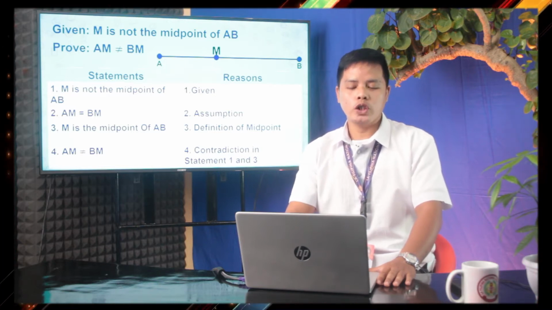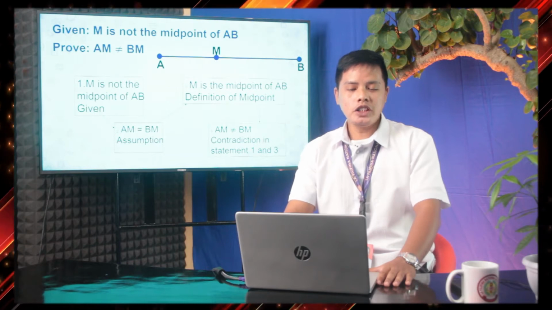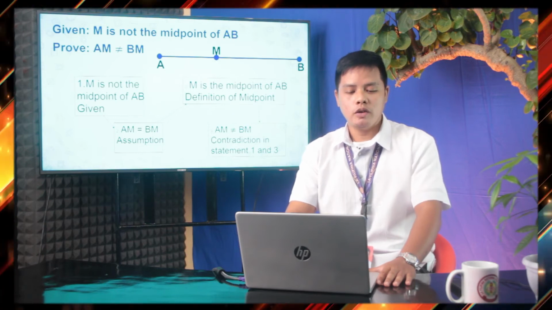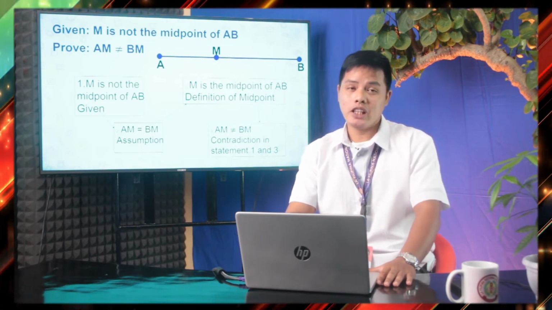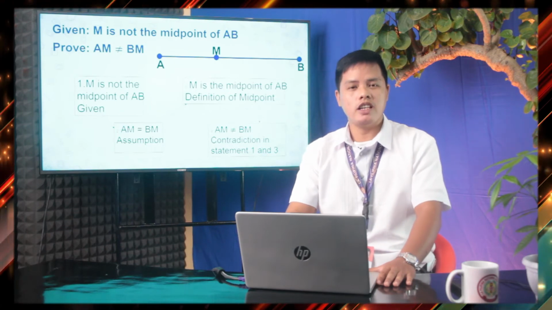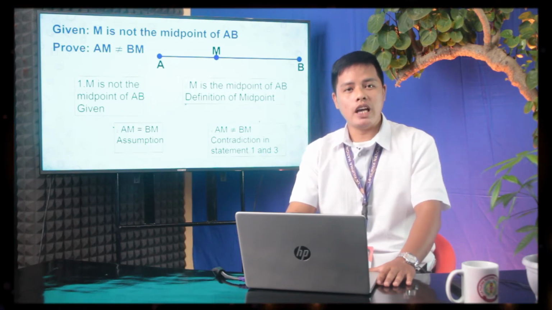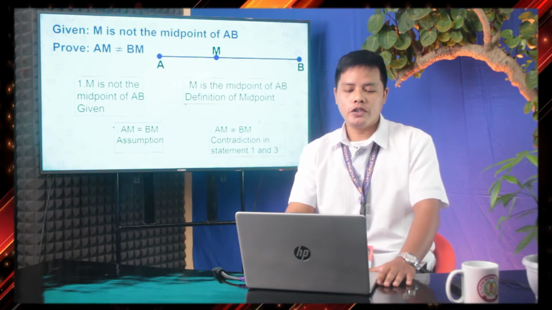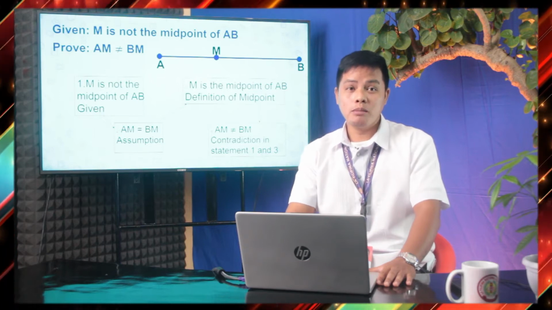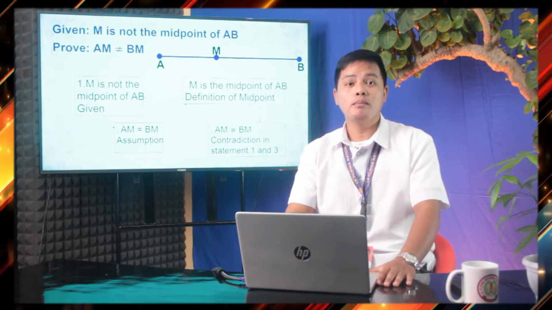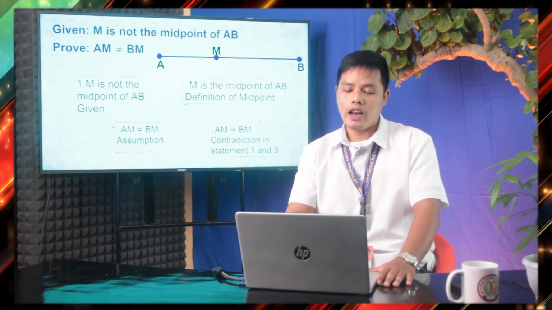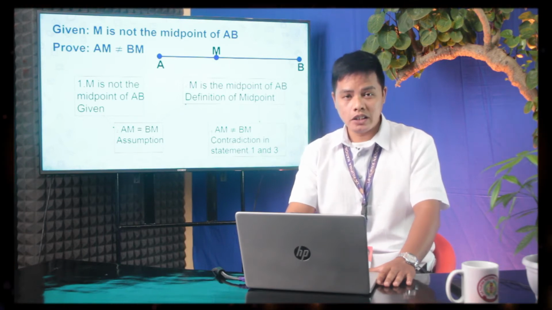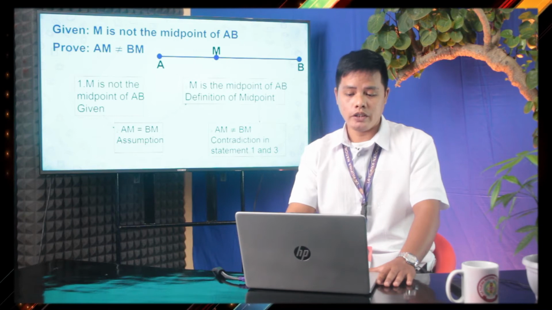Now what about our flowchart form? So this is the flowchart of our indirect proof given problem. On the first box, we have M is not the midpoint of line segment AB, together with its reason, which is given. Followed by line segment AM is equal to line segment BM, which is our assumption. Third, M is the midpoint of line segment AB, which is the definition of midpoint. And number 4, line segment AM is not equal to line segment BM, and its reason is, it contradicts statements 1 and 3.